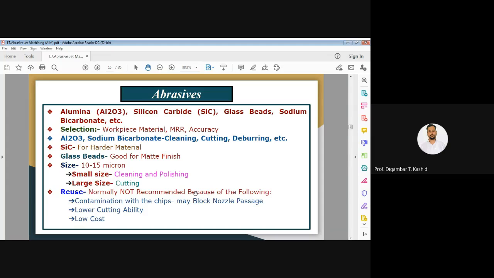Secondly, if the abrasive particle gets contaminated with chips removed from the workpiece metal, the cutting ability of your abrasive particle will be reduced. And the third reason is that abrasive particles are not very expensive, so one can easily afford not to reuse the abrasive particle in the abrasive jet machining process.